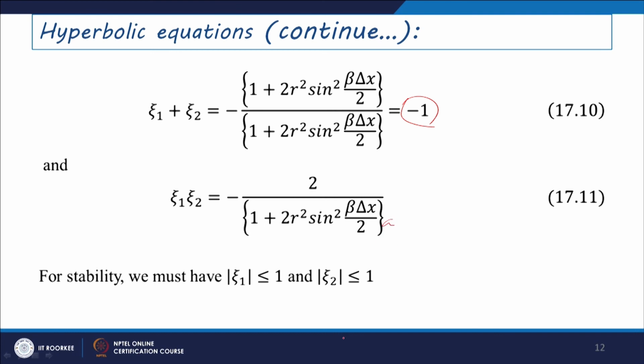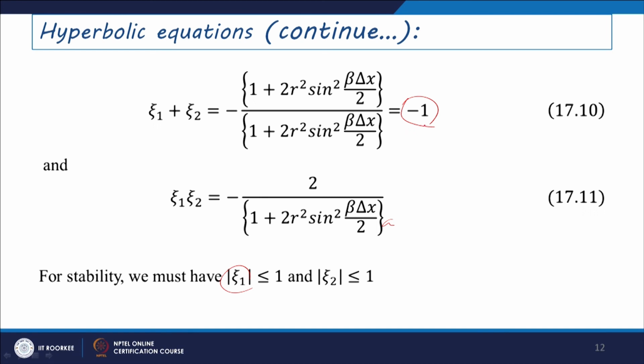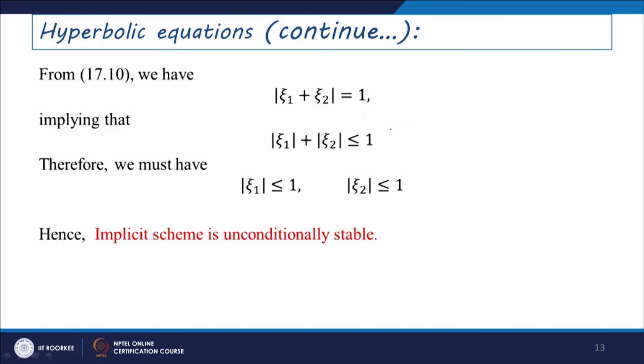For stability we have to consider that the absolute value of zeta 1 should be less than or equal to 1, and the absolute value of zeta 2 should be less than or equal to 1. If you consider this condition, we can write the absolute value of zeta 1 plus zeta 2 equals 1, since you are considering the absolute value, minus 1 can be 1 there. Implying that the absolute value of zeta 1 plus zeta 2 should be less than or equal to 1 here. And the absolute value of zeta 1 should be less than or equal to 1, and the absolute value of zeta 2 should be less than or equal to 1.